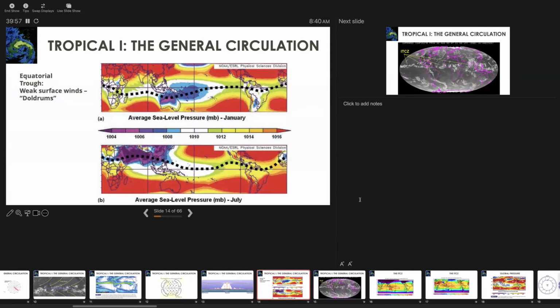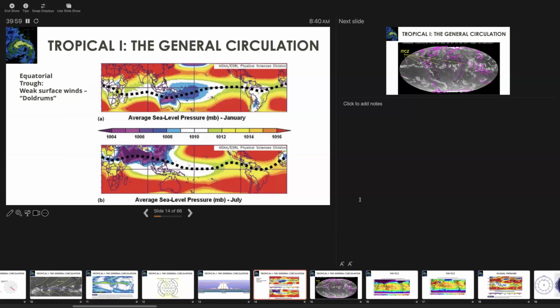Okay, cool. So let's introduce a little complexity here, and that's this seasonal shift. This shows average sea level pressure in January and average sea level pressure in July. The hotter colors, the oranges and reds, indicate high pressure, and the cold colors indicate low pressure. The black dashed line here is the line of lowest pressure, which we call the equatorial trough. It's basically the ITCZ, right? So just look at this for a second, let that sink in.